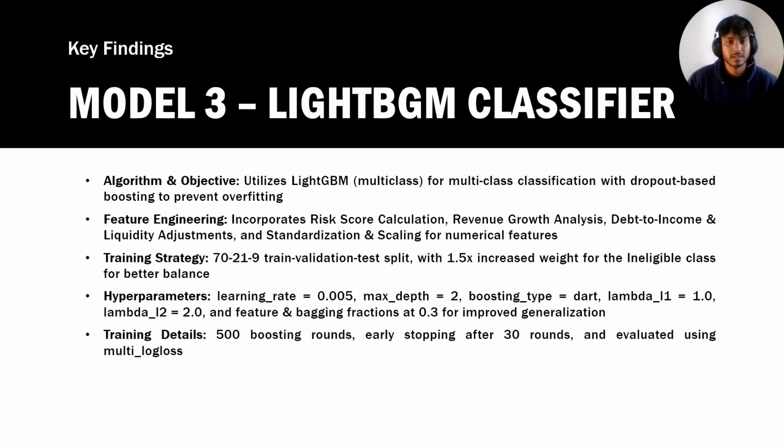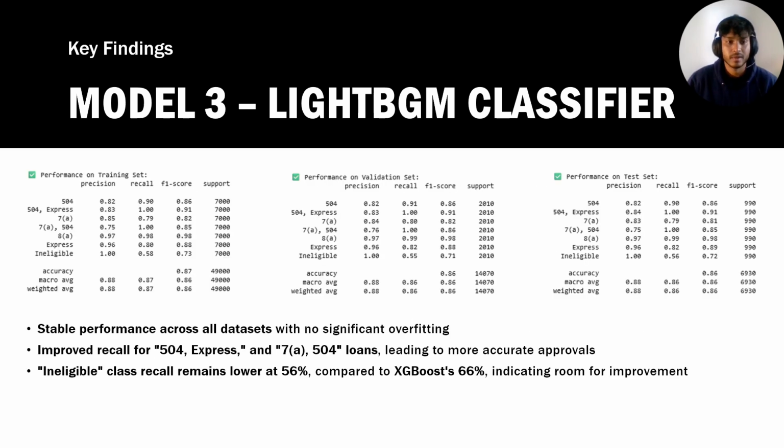Coming to the LightGBM classifier, this was one of the best performing models that we had, and it gave stable performance across all data sets. It also improved the recall for 504 express and 7A 504 loans. But in case of the ineligible class, the recall remained low at 56% compared to XGBoost's 66%, which clearly indicated room for improvement.